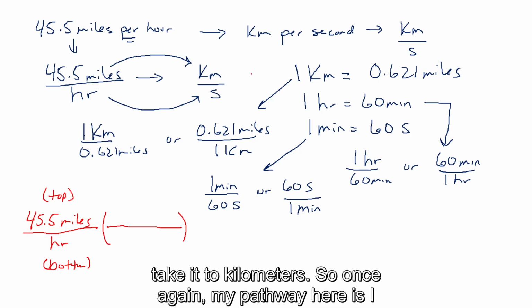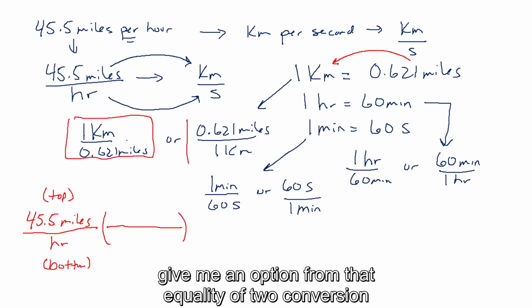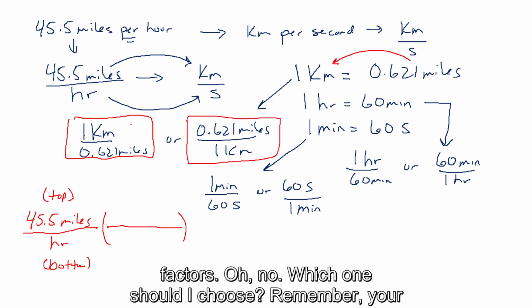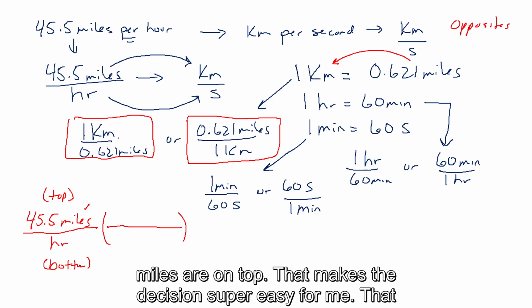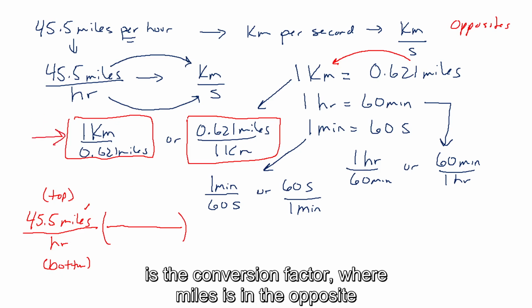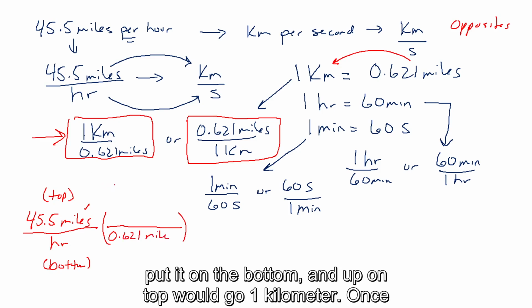So once again, my pathway here is I could go from miles to kilometers. That is going to give me an option from that equality of 2 conversion factors. Oh no, which one should I choose? Remember, your friend is opposites. Opposites cancel. So miles are on top. That makes the decision super easy for me. That is the conversion factor where miles is in the opposite location, which is the unit I want to get rid of. So I will put it on the bottom, and up on top would go 1 kilometer.